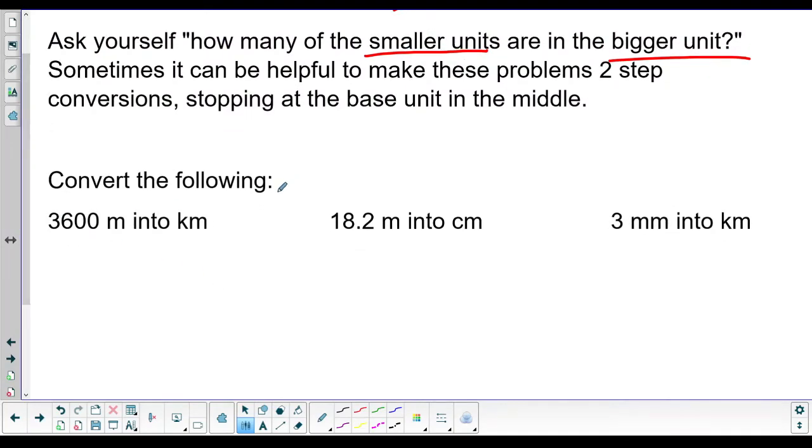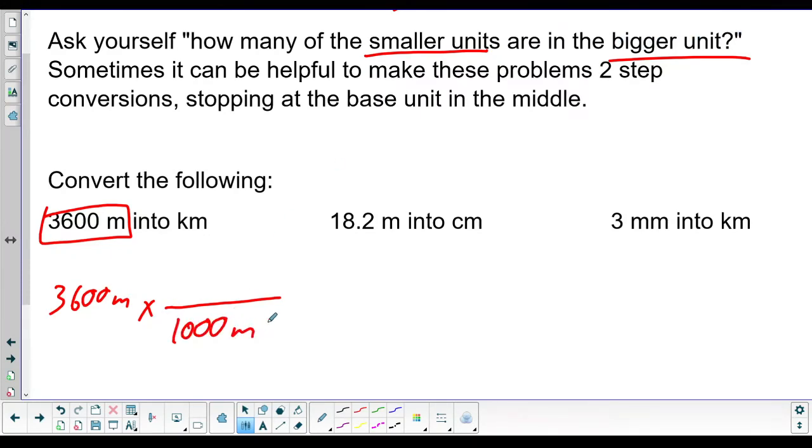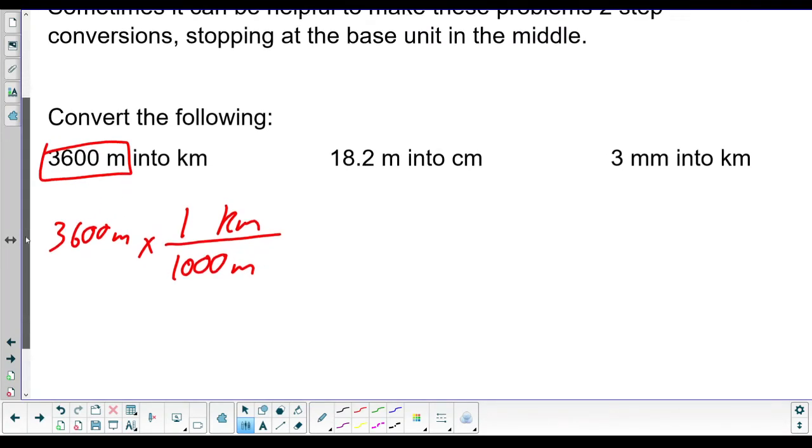So let's convert 3,600 meters into kilometers. We're going to start by writing down the original unit or term that we're given. So we have 3,600 meters. Then we need to multiply by our conversion ratio. So we ask ourselves, how many of the smaller unit are in the bigger? There are 1,000 meters in 1 kilometer. And we have meters on the bottom here to cancel the meters here.